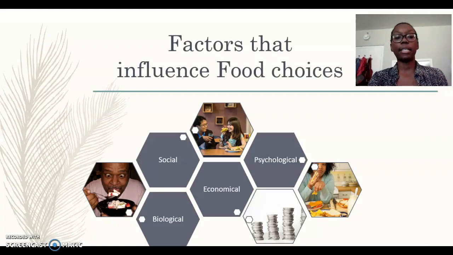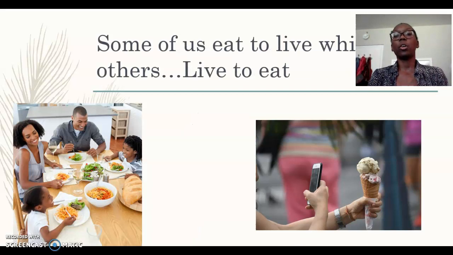So jumping into the presentation, we're going to look at factors that influence food choices, and there are several factors. There's biological, which is an intrinsic factor. A lot of us eat because we're hungry. And then there's social, economical, and psychological. We eat because we're stressed, or we eat because we're sad. Or you may be a college student like me who's not trying to buy the most expensive thing. You're just trying to get something to eat in order to satisfy your physiological drive. So some of us may eat to live while others may live to eat. That's a conversation for another time.